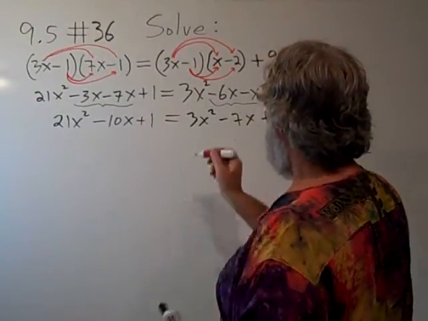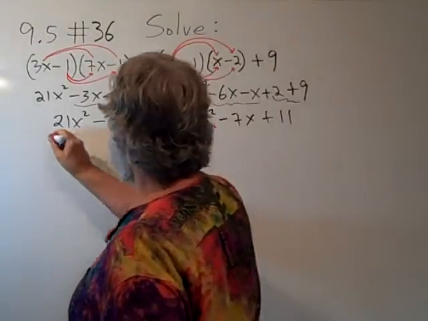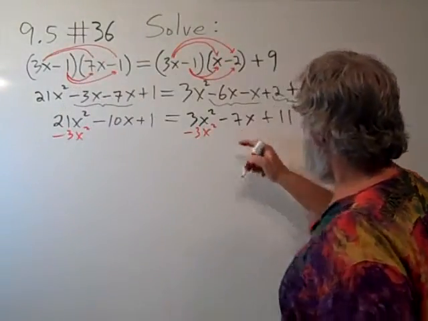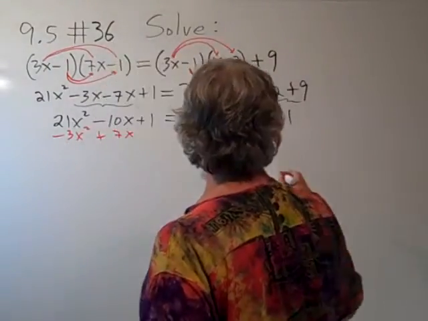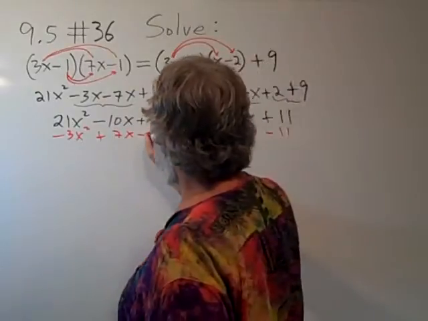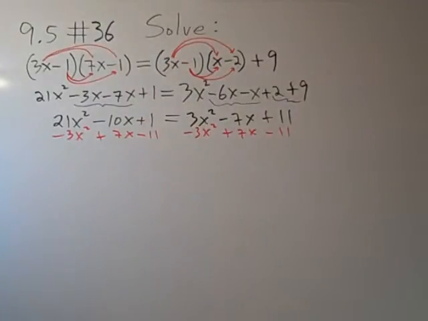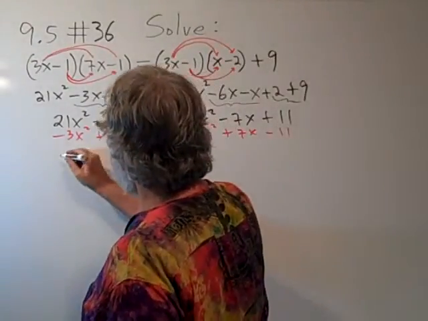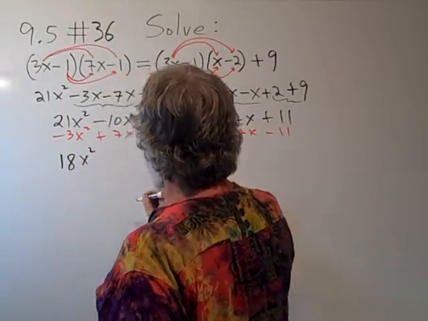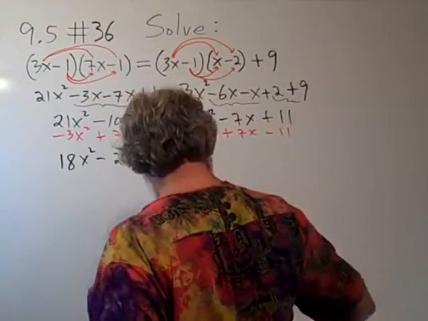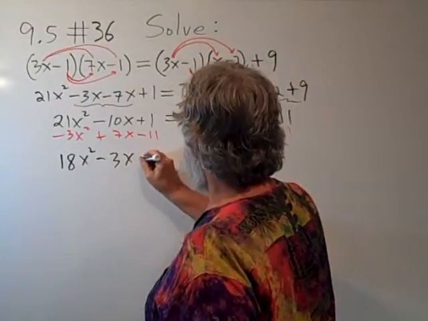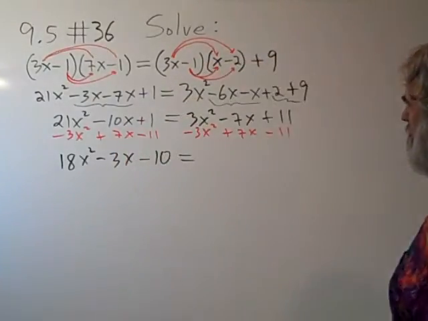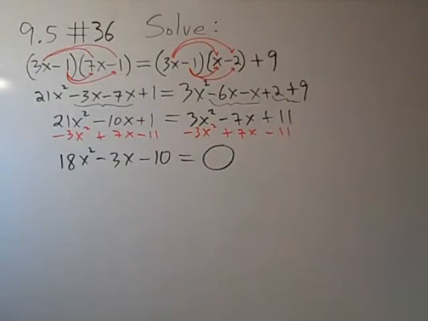Now let's put everything on the left side of the equal sign by taking 3x squared away from both sides and adding 7 x's to both sides and subtracting 11 from both sides. So we have 21x squared minus 3, that's 18x squared, minus 3x, minus 10x plus 7x is minus 3x, minus 10. On this side it's all equal to 0.